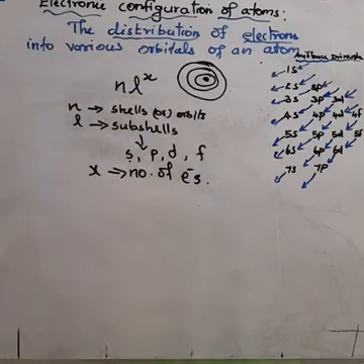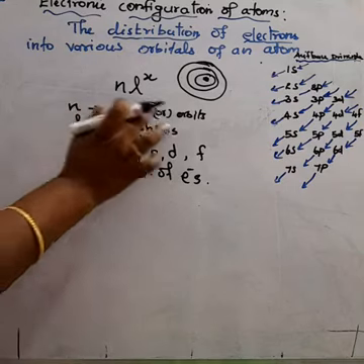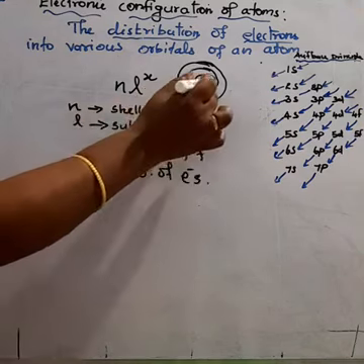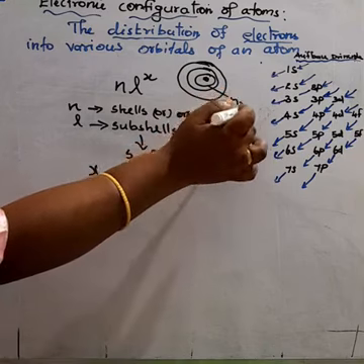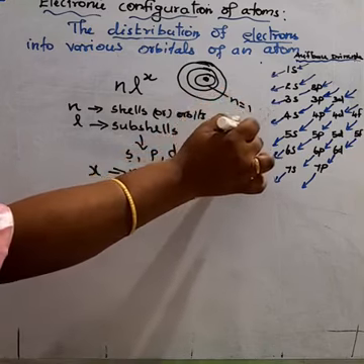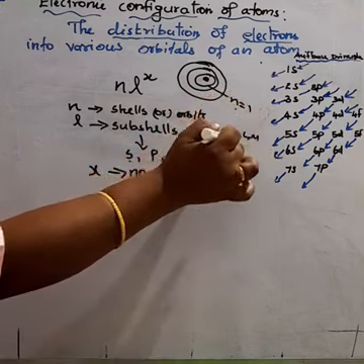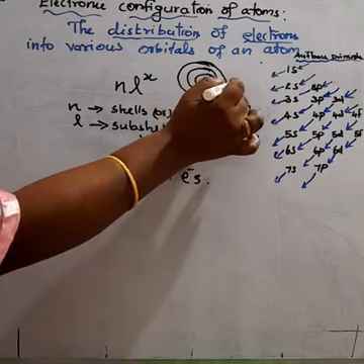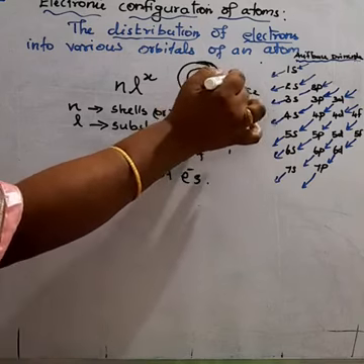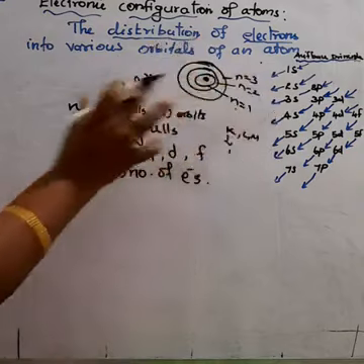So n represents the number of the shell. n is equal to 1 means K shell, n is equal to 2 means L shell, then the M shell and N shell: first shell, second shell, third shell, fourth shell. That is what n represents.